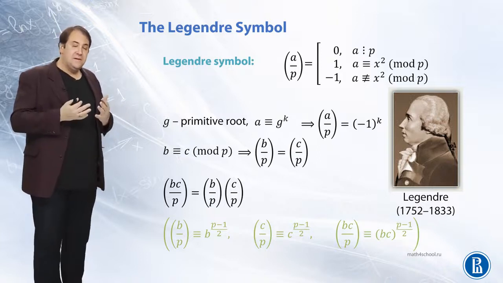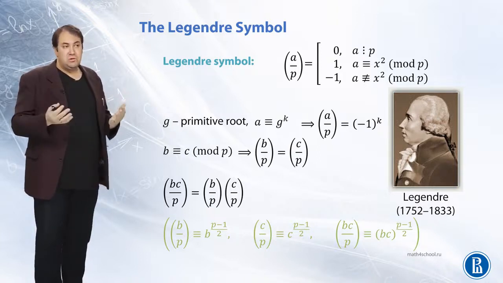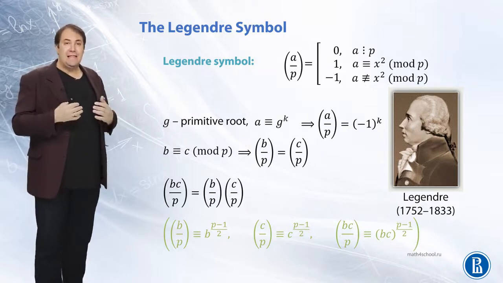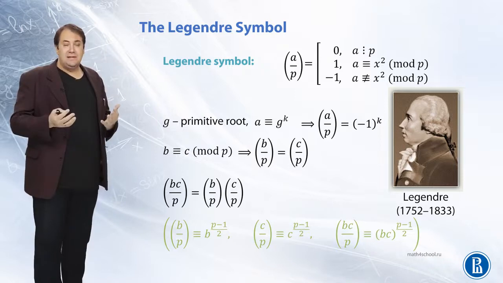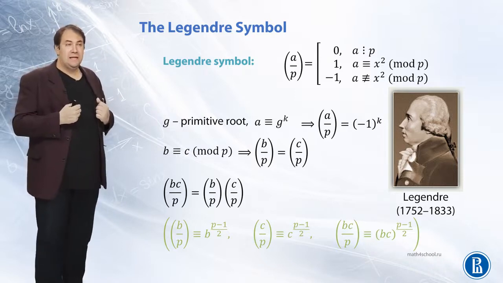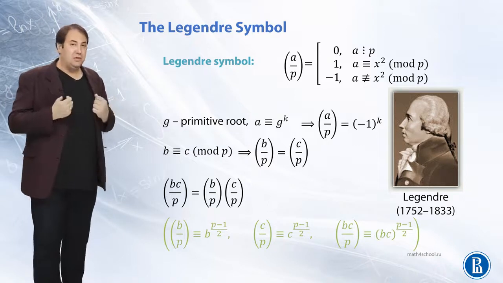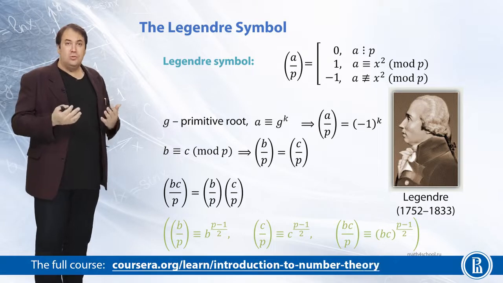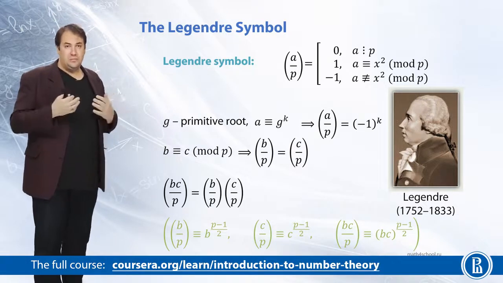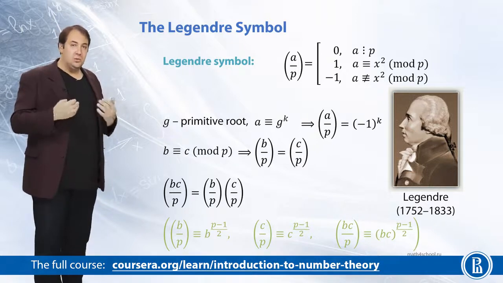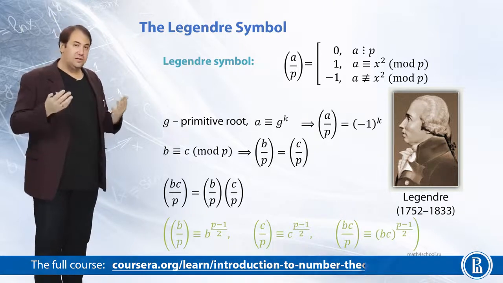So these are maybe the most obvious properties of the Legendre symbol, and in the next video we will study some less obvious properties, some of which are really difficult to prove. However, we will use them to determine whether a certain integer is or is not a quadratic remainder modulo a prime number.